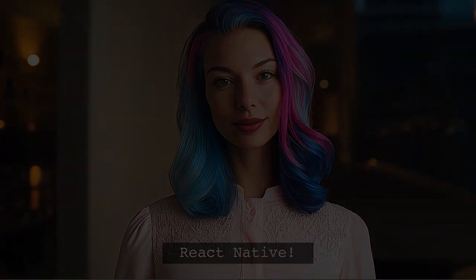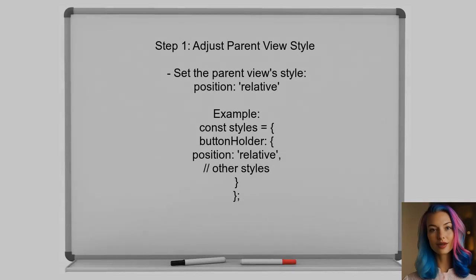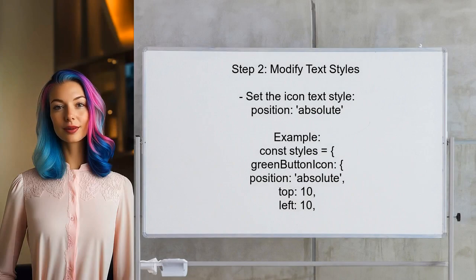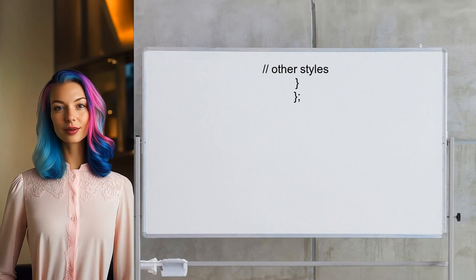in React Native. To float text over another text in React Native, the user should start by adjusting the styles of the components involved. First, they need to ensure that the parent view has a position set to relative. Next, the user should modify the styles of the text components. The icon text should have an absolute position to allow it to float over the button text.